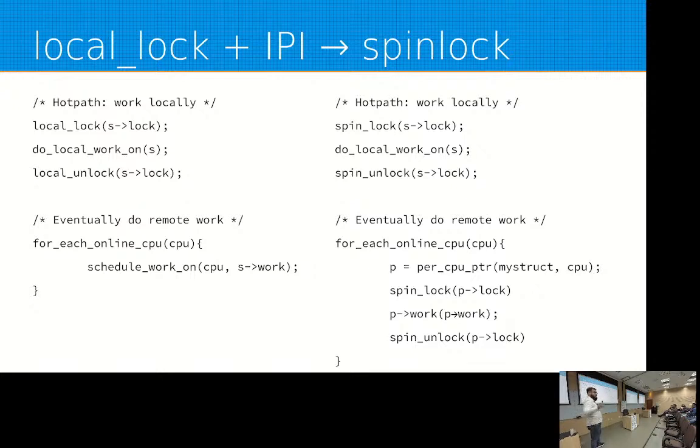This is what I'm proposing. You get a spin lock instead of a local lock, do the local work, and then spin unlock. This is the local work. And if you are doing remote work, for example, you get that per-CPU struct, and then spin lock it, do the work, and spin unlock it. So it works great instead of a scheduled work.